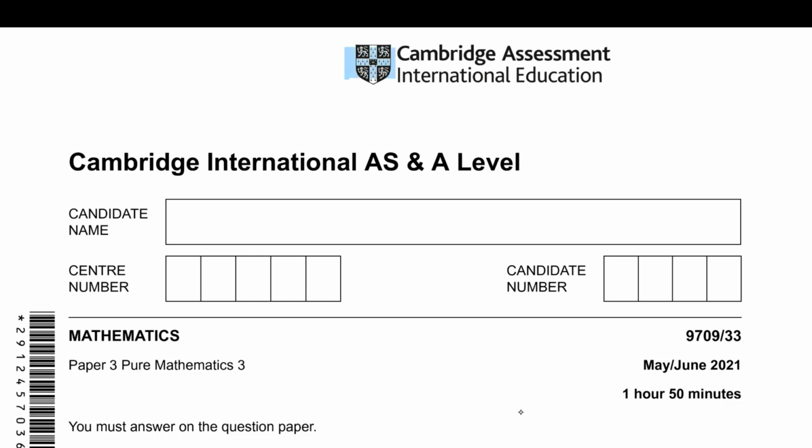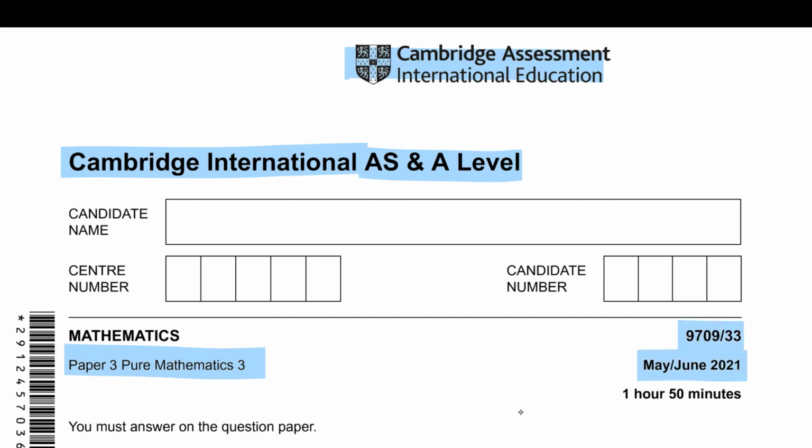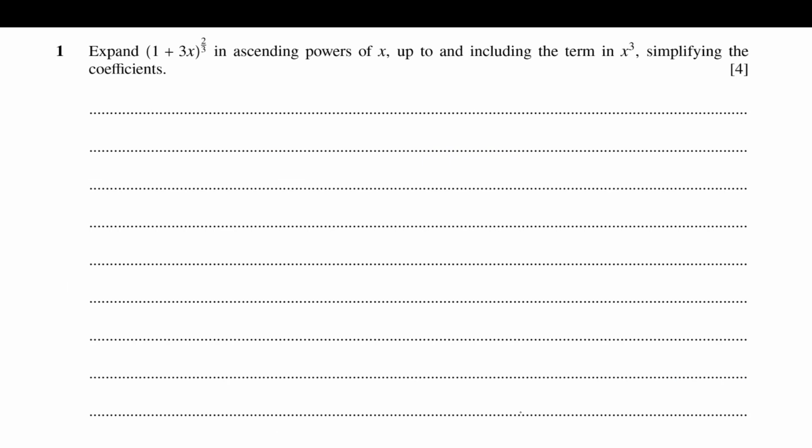Today we are going to discuss another past paper from Cambridge International AS and A level, and it is Pure Mathematics 3, 9709/33 from May-June 2021. So let's start. Here's question number 1.